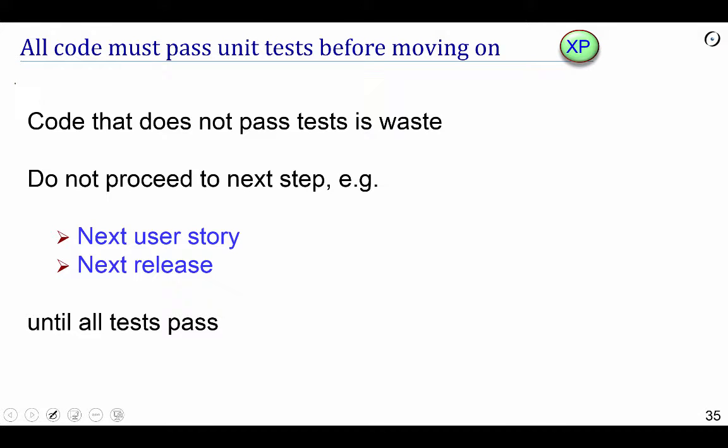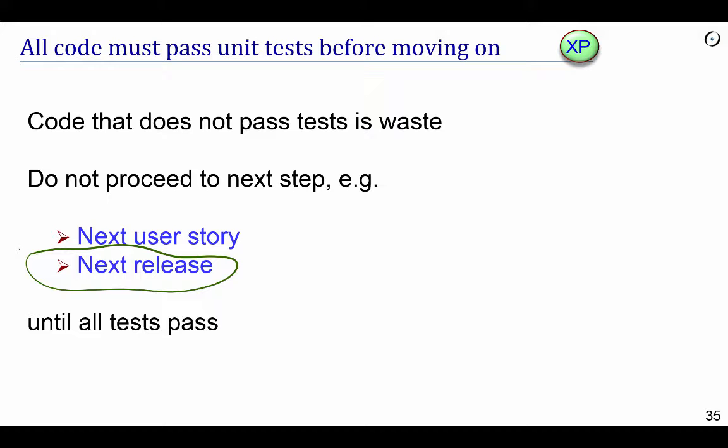A related practice, which is perhaps a bit more difficult to apply, is the practice of making sure that all tests pass before the team moves on. This was a principle in our list of technical principles of agile development, and here it gets translated into a specific practice. Do not move on to, for example, the next user story to be taken on by the same developers, or for the whole team, and more ominously to the next release. Do not move on until all the current tests pass.